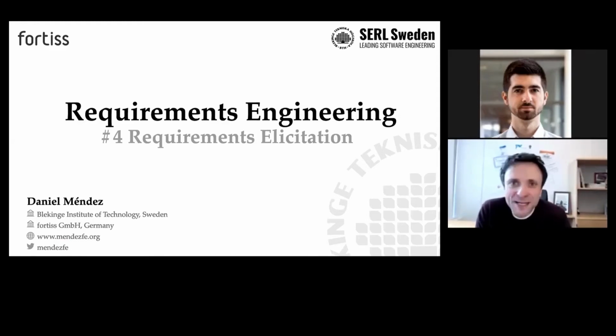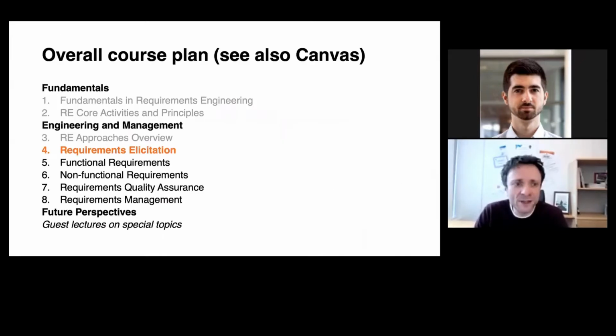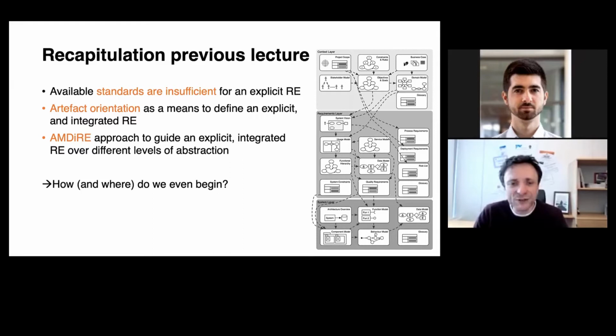So then welcome everyone to the fourth lecture covering today the topic of requirements elicitation. And with this topic, we are entering now the specification of the first content items as per recommendation by the only and wonderful AMDIRE reference model that we are using across the remainder of this course.